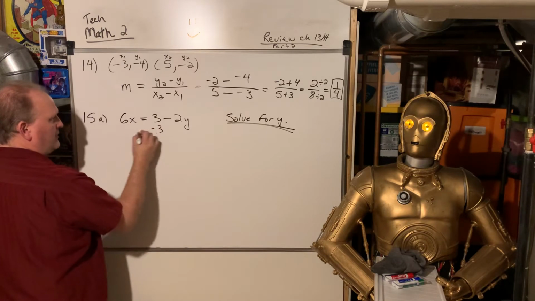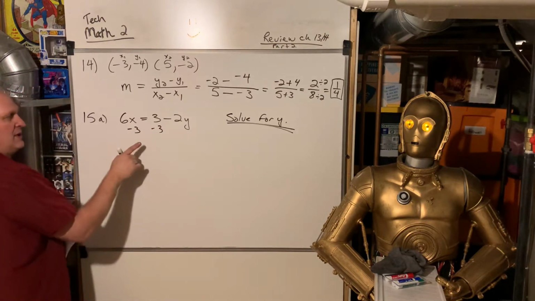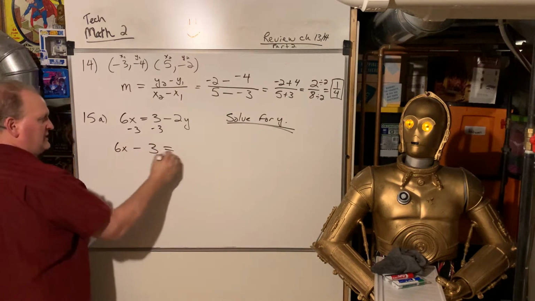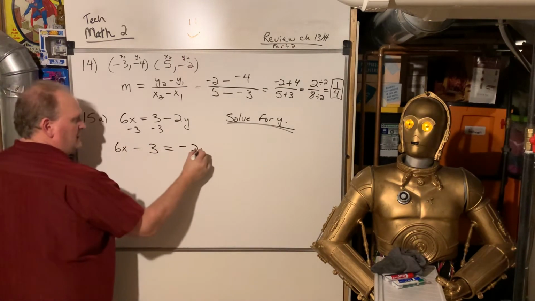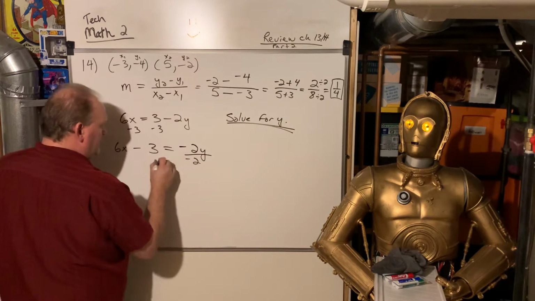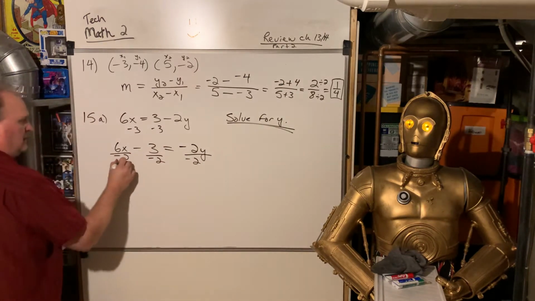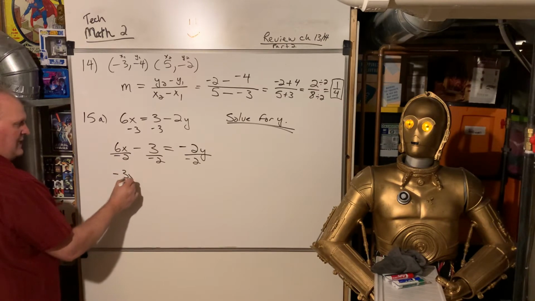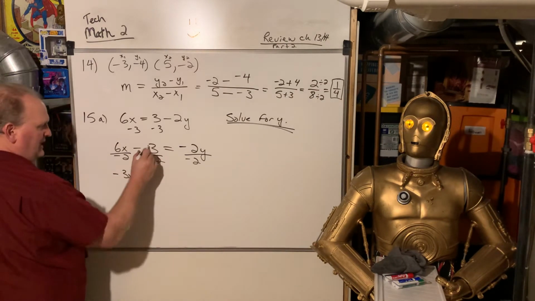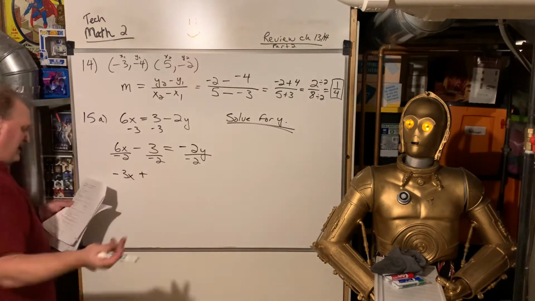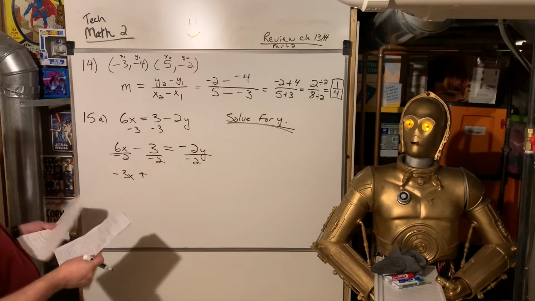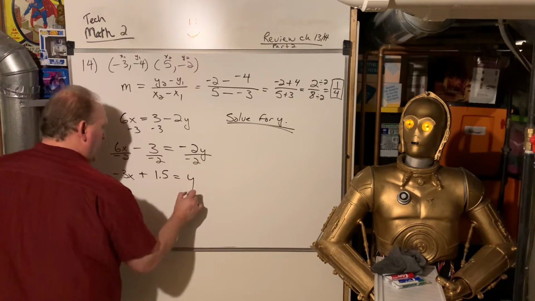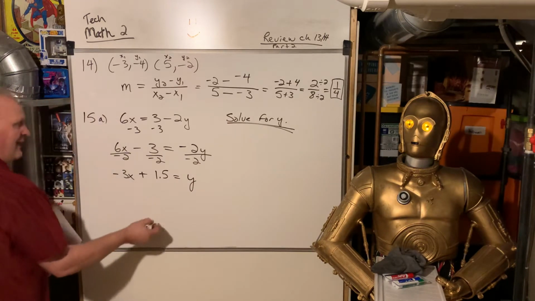So we subtract 3 from both sides. Now remember, you can't combine 6x minus 3. Those are unlike terms, so you just leave it, 6x minus 3. And then you divide everything by negative 2. So 6x divided by negative 2 is negative 3x. A negative divided by a negative is a plus. You can make that 1.5 if you want. Yeah, I made it 1.5. That's fine. Equals y.